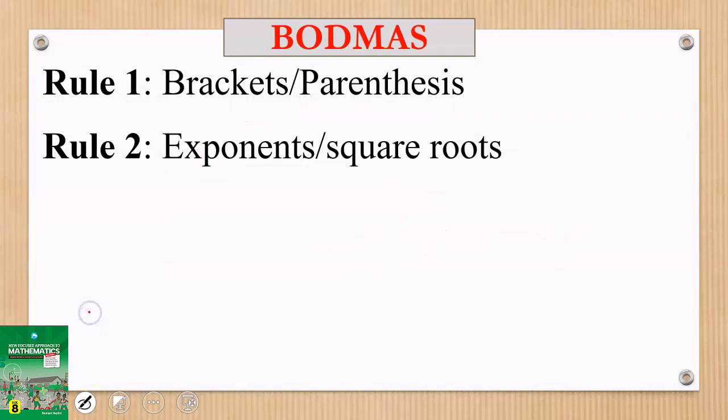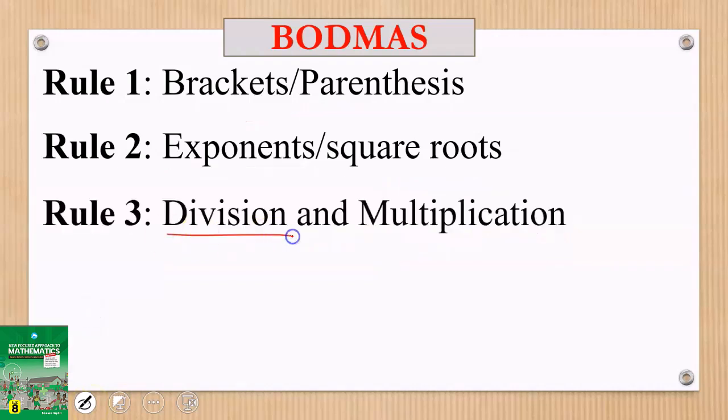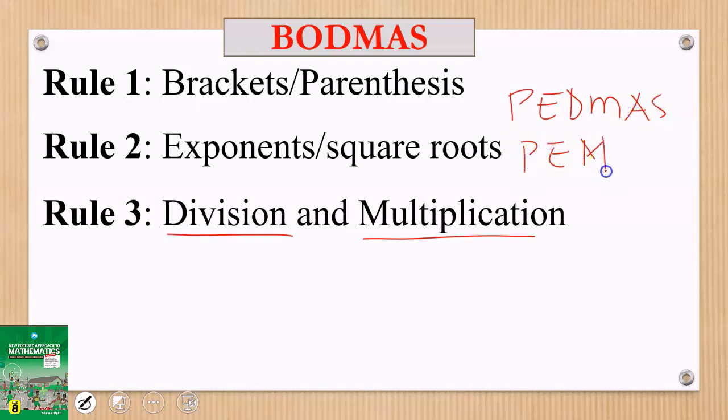Thereafter, you go to the next rule, which is division and multiplication. This is where the difference between PEDMAS and PEMDAS comes in. What we use is PEDMAS, which means we always do division before multiplication. If you use PEMDAS, which is multiplication before division, then your rule must be that you always go from left to right, and that will help you. Other than that, always do the division first and be free.